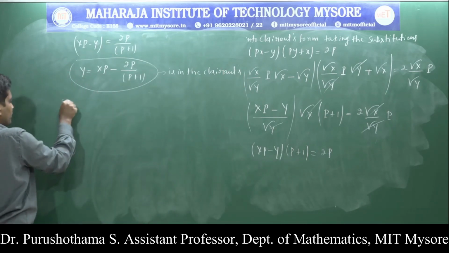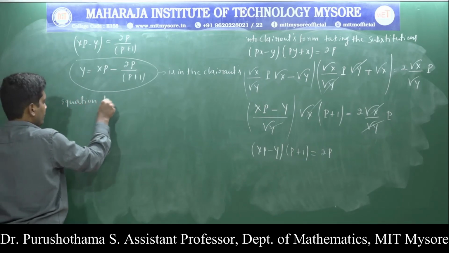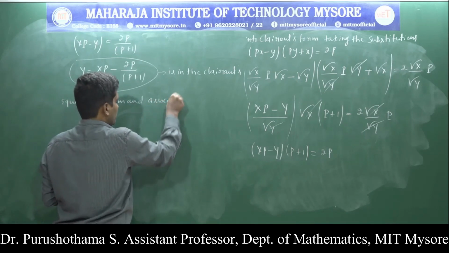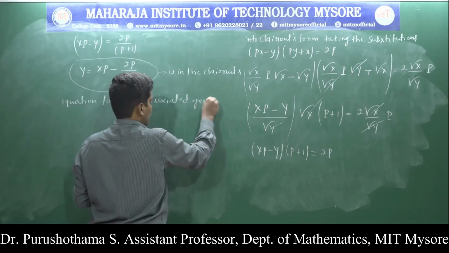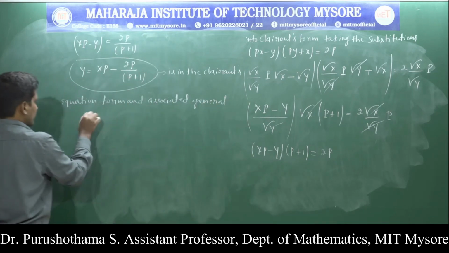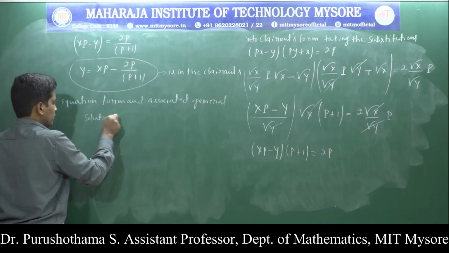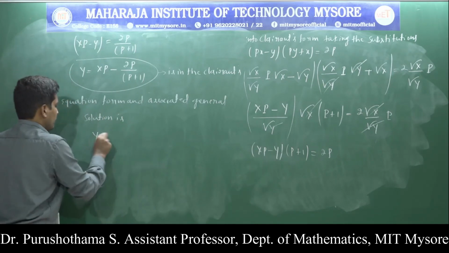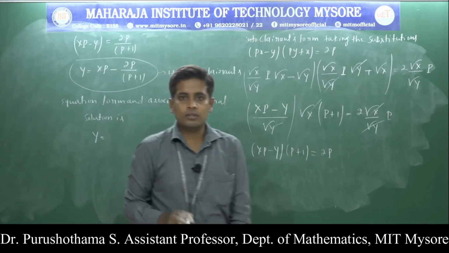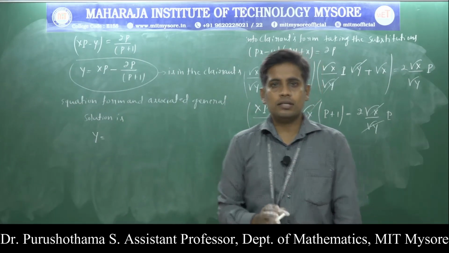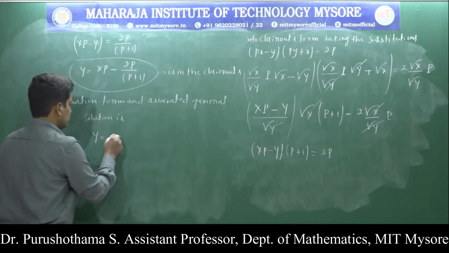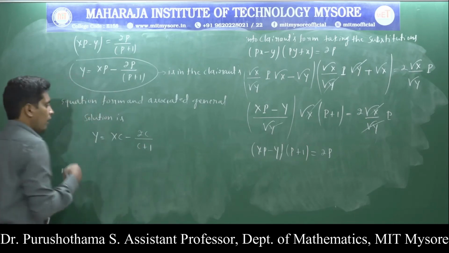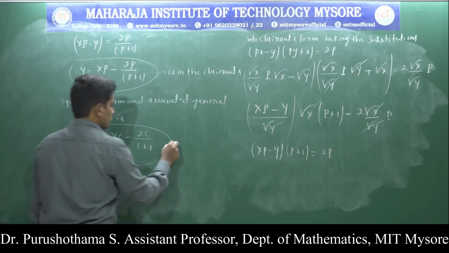Clairaut's equation form and associated general solution is given by, so capital Y is equal to, so the general solution is just replace p by c. Therefore, capital Y equals x into c minus 2c divided by c plus 1, and this is the general solution.